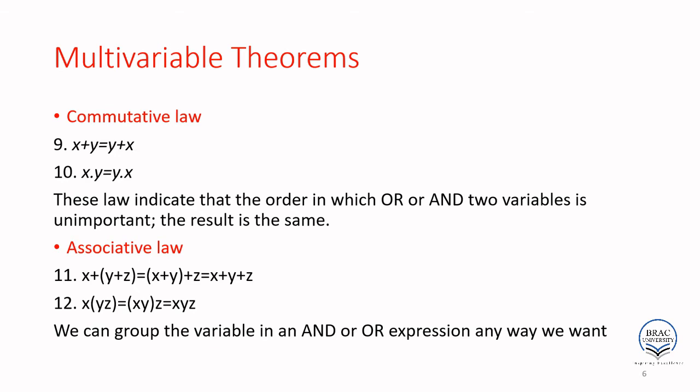Associative law. x plus (y plus z) equals (x plus y) plus z equals x plus y plus z. Likewise x dot (y dot z) equals (x y) dot z equals x y z. We can group the variables in an AND or OR expression any way we want.